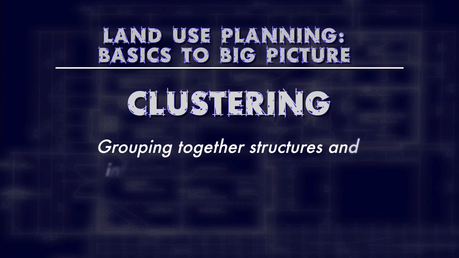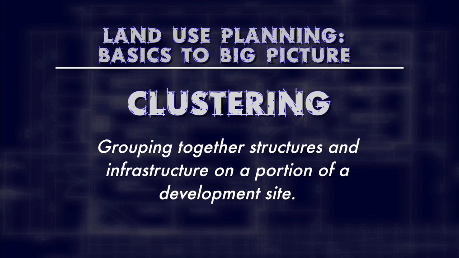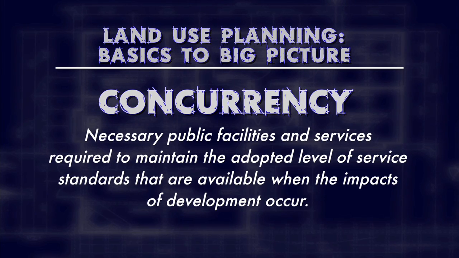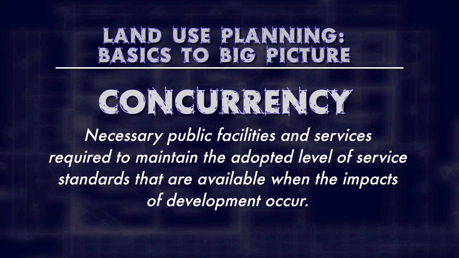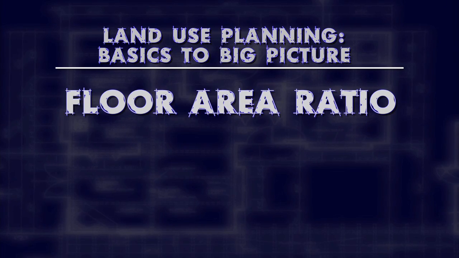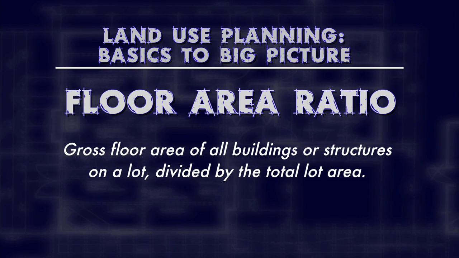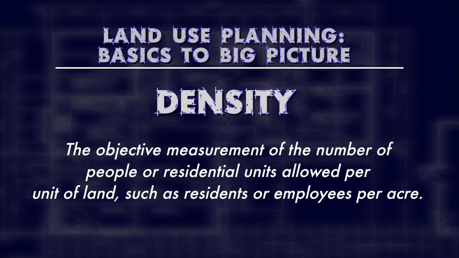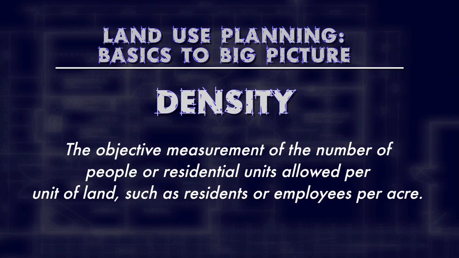Now, we'll give you a few useful definitions for some things you'll have to consider when reviewing plans for proposed developments. First is clustering, or the grouping together of structures and infrastructures on a portion of a development site. And concurrency, or the necessary public facilities and services to maintain the adopted level of service standards that are available when the impacts of development occur. Floor area ratio, the gross floor area of all buildings or structures on a lot divided by the total lot area. And density, the objective measurement of the number of people or residential units allowed per unit of land, such as residents or employees per acre.